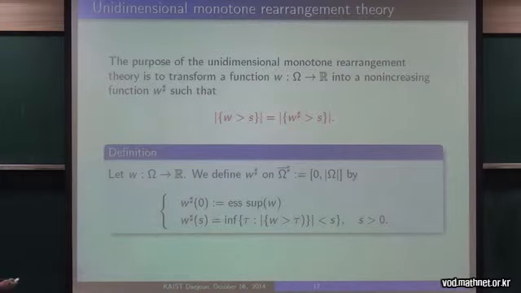More precisely, we define W sharp on the one-dimensional corresponding domain, which we call omega sharp, that is 0 to measure of omega. W sharp of 0 equals the supremum of W, and W sharp of S is defined as it is given here as the infimum of tau, such that the measure of the set of points where W is larger than tau is strictly less than S.